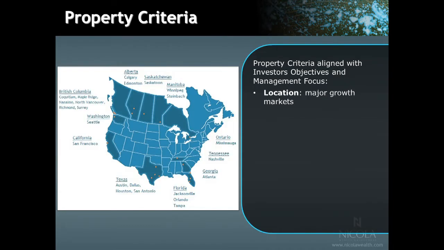So location. We talk about A locations, major growth markets in Canada and the US. The product, you'll see from some of the pictures that I'm going to show you, is often what we refer to as B assets, but it's in the retail, the office, the industrial, the self-storage, and in the US in the multifamily. We don't buy houses, we don't do land development, we don't do hotels. We're really focused on the type of assets that we'll acquire.